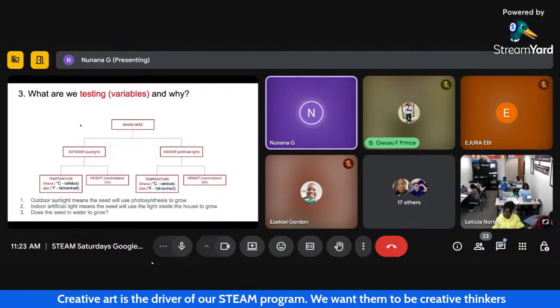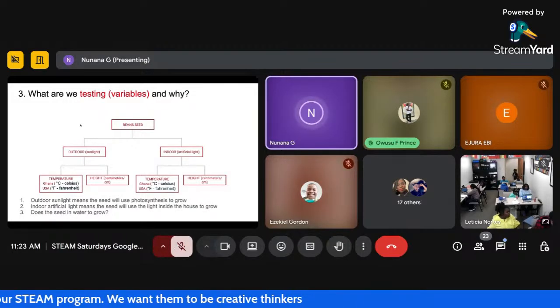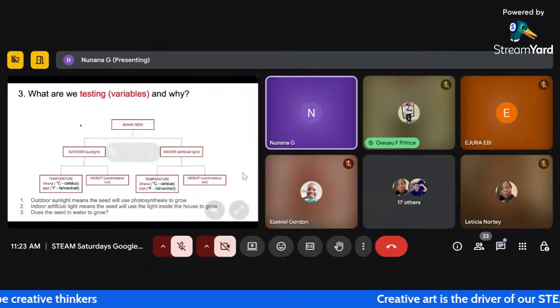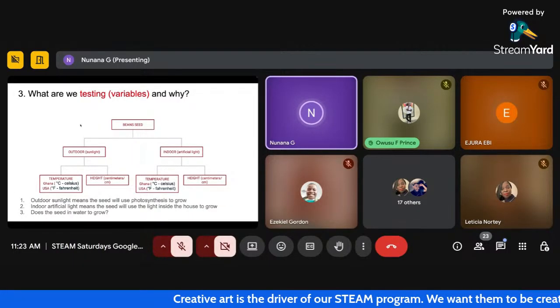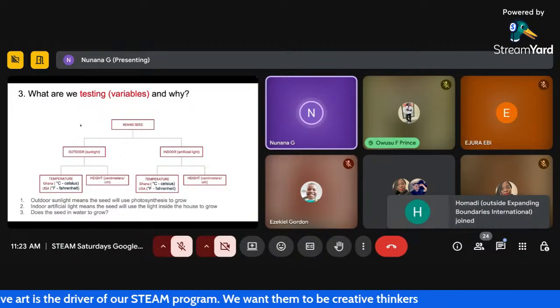And these are questions I have for you guys. One, outdoor sunlight means the seed will use photosynthesis to grow. Indoor artificial light means the seed will use the light inside the house to grow. Does the seed in water?